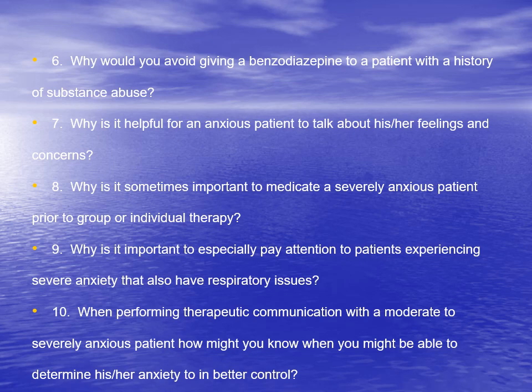So number 10, when performing a therapeutic communication with a moderate to severely anxious patient, how do you know when their anxiety is getting into better control? I know I didn't talk about it much in the lecture here, but the way that you can tell when you're talking to a patient in severe anxiety that it's starting to come down to moderate is that the person can focus on what you're saying. The moment that they're able to make any eye contact and make any kind of thoughtful response to what you're talking about, your interventions are working. They're starting to get less anxious, and that's a sign that things are going well.